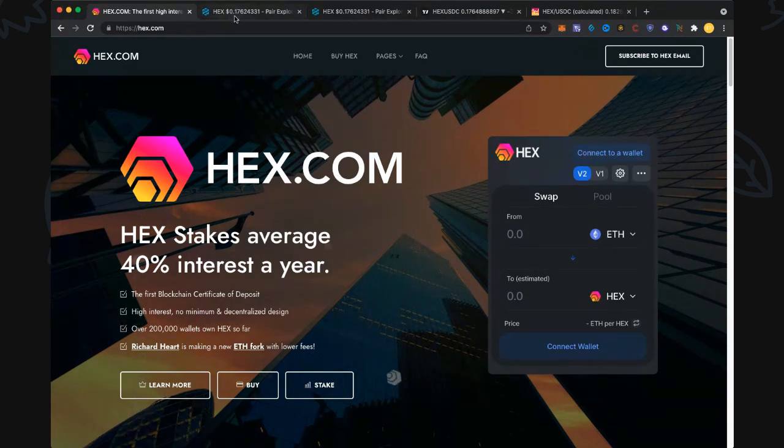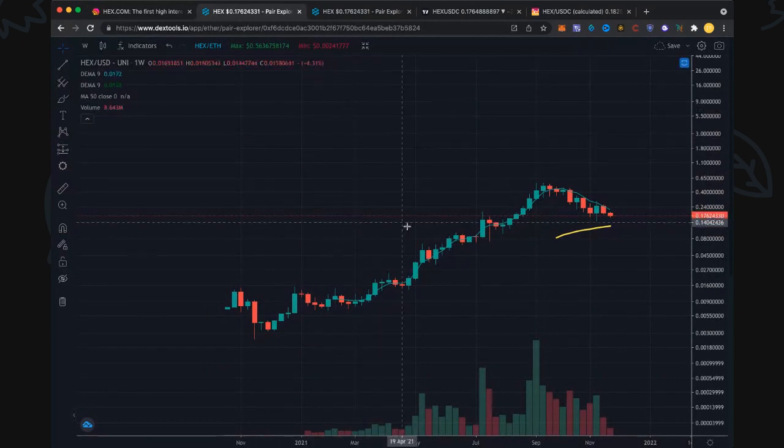First of all, we're going to do the price review, and then we're going to look at price prediction and talk about the different factors, fundamental and TA, technical analysis, that we're going to consider here. All right, let's get on to the weekly chart.